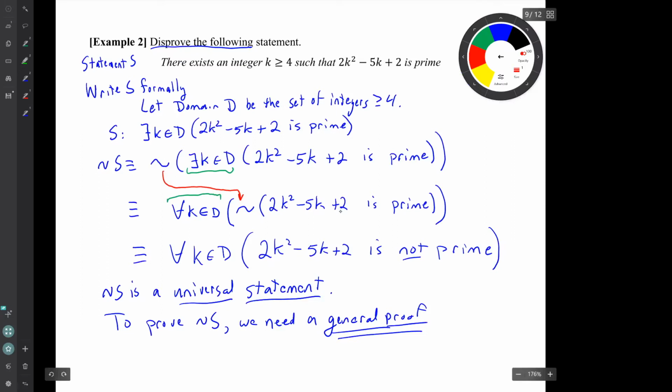We're supposed to show that every k that's in D has this property. So our proof structure is that we need to start the proof by saying, suppose we have one of these, and we need to end the proof by proving that it has that property. So let's write out the proof structure and then see if we can fill it in.